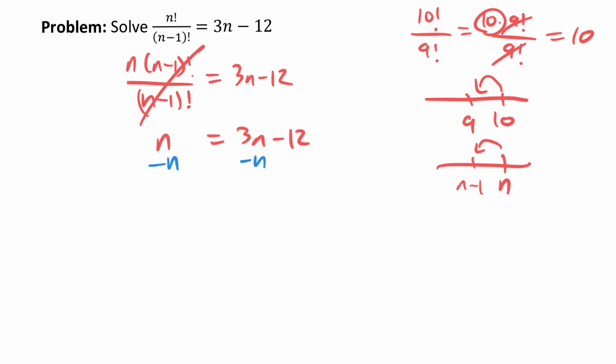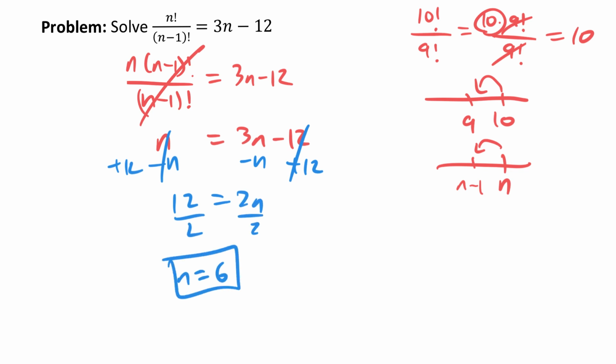All right, with that in mind, we now have a regular algebra type situation. We can subtract n from both sides. We can add 12 to both sides. 12 equals 2n, and n equals 6. Now, I'd encourage you to pause the video and check this answer. See if it makes sense, see if it works out.